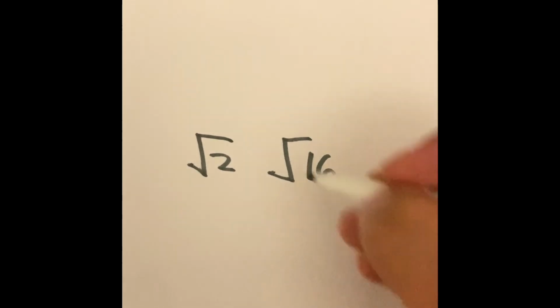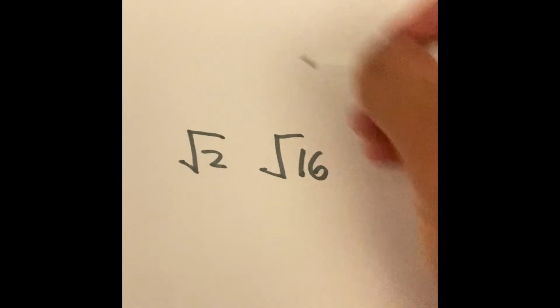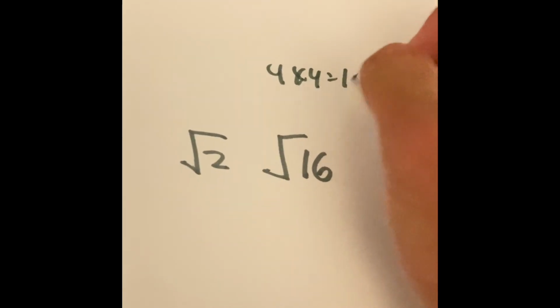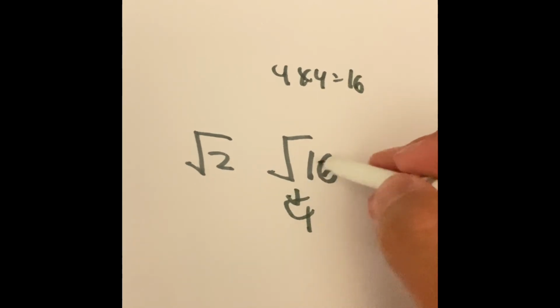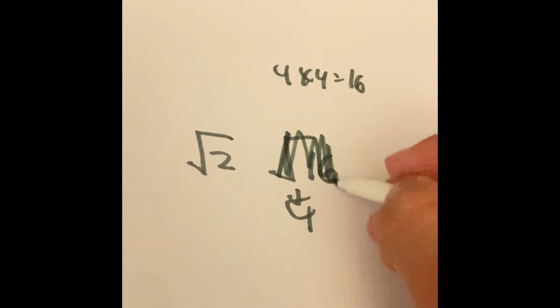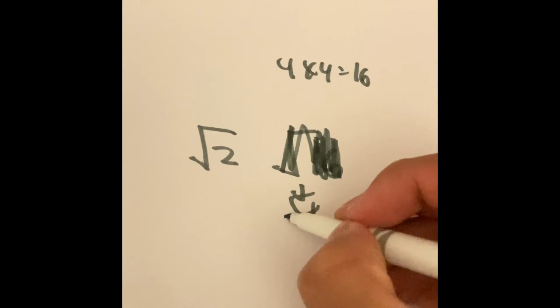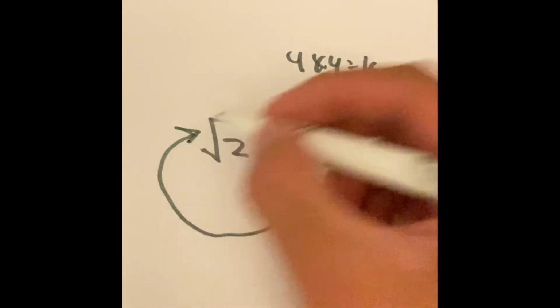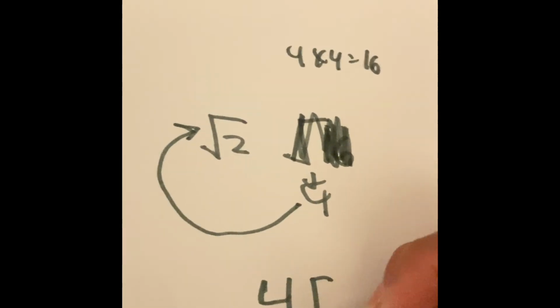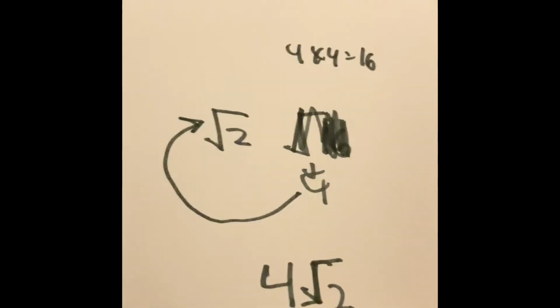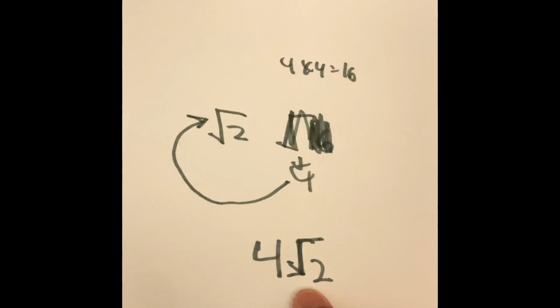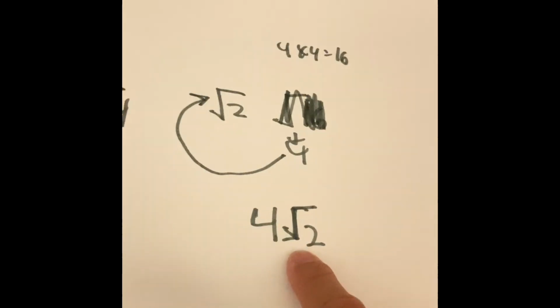Let's do out the math. So 4 times 4 equals 16. We put the 4 on the bottom, get rid of the square root symbol, and get rid of the 16. Move that 4 to the front, and voila! 4 times the square root of 2. See how fast we got that answer as a simplified object?